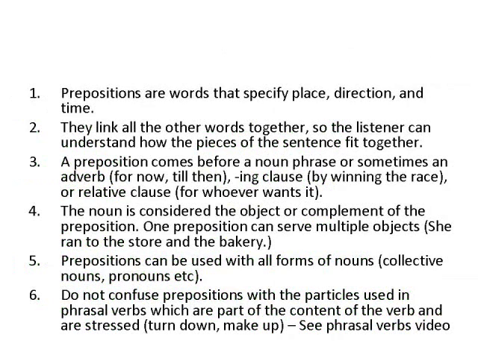One kind of function word is prepositions. Prepositions are words that specify place, direction, and time. They link all the other words together so the listener can understand how the pieces of the sentence fit together. So they're very common. A preposition comes before a noun phrase or sometimes an adverb. For example, I could say, for now, till then, an ing clause, by winning the race, or a relative clause, for whoever wants it. The noun is considered the object or complement of the preposition, depending on what you're looking at.